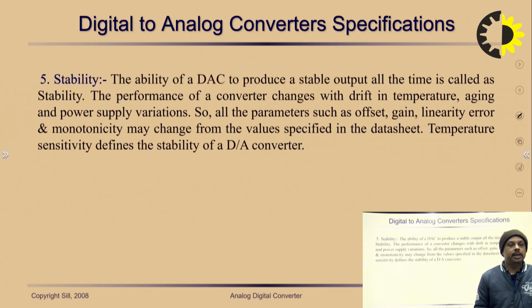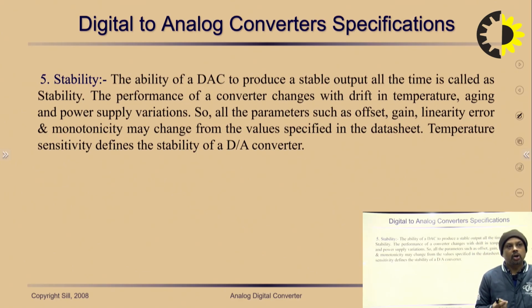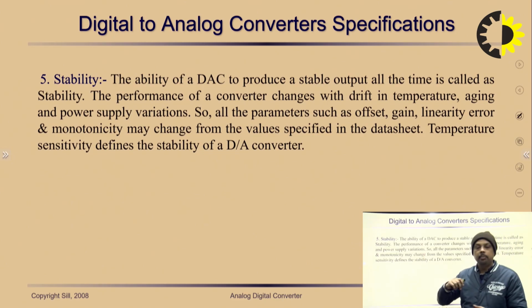Next is the stability. Stability is nothing but producing a stable output again and again. If we change the time, the temperature, or the power value, or there is fluctuation in the power level, the output must be stable. It can produce the output that is predefined, or we can say expected. So a highly stable digital to analog converter can be free from drift in the temperature, drift in the power supply voltage, or aging effects.